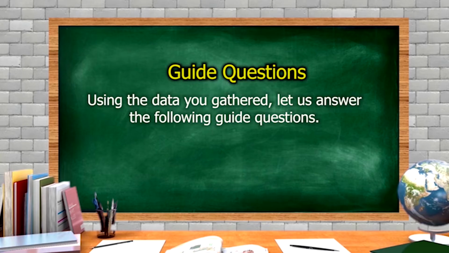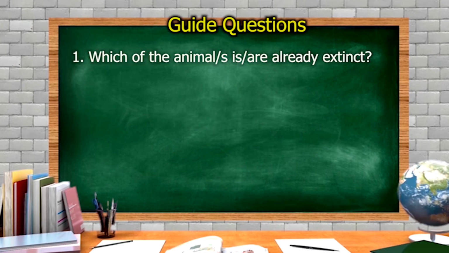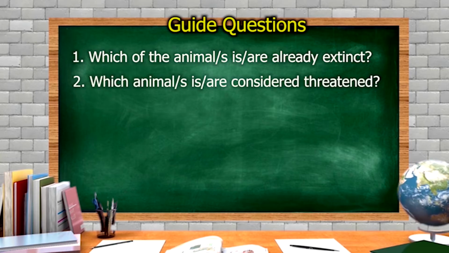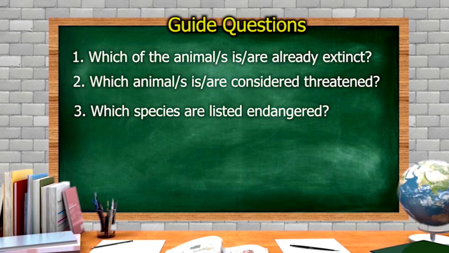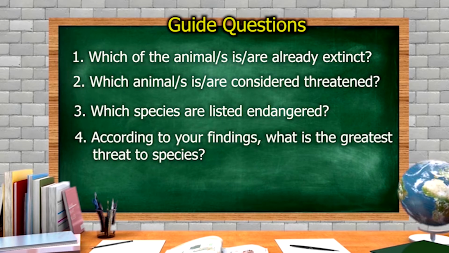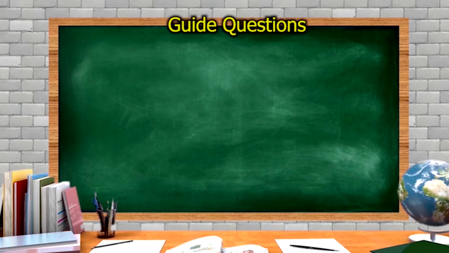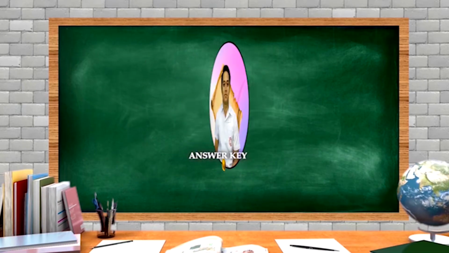Using the data you gathered, let us answer the following guide questions. 1. Which of the animals is or are already extinct? 2. Which animals is or are considered threatened? 3. Which species are listed endangered? 4. According to your findings, what is the greatest threat to species? Check your answers on the screen.